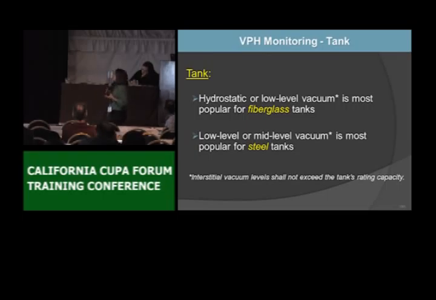Regarding tanks, hydrostatic is often very common. Like I said, that's not a new technology. Low-level vacuum is also popular for fiberglass tanks, and then low-level or mid-level vacuum is most popular for steel tanks. You're not going to have that hydrostatic option. And of course, for your vacuum levels, you should always refer back to your manufacturer's recommendations, because there are limits to these components.